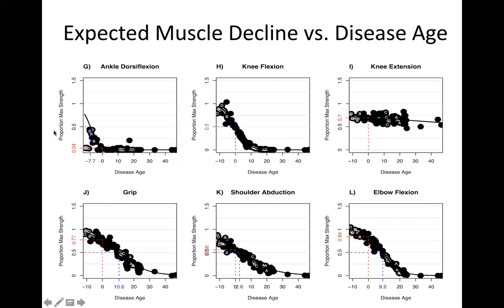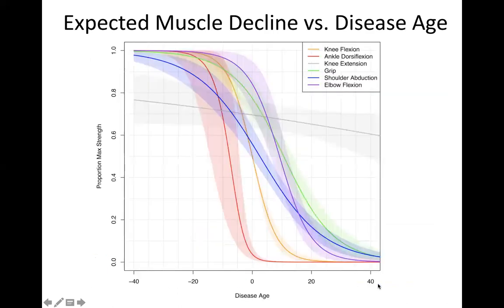Also, we think when knee flexion is at 50%, ankle dorsiflexion will likely be at 4%, so almost completely declined. Again, we see that knee flexion remains relatively stable and is expected to be about 70% when knee flexion is at 50%. Grip is expected to reach its 50th percentile about 10 years after knee flexion. Shoulder abduction reaches about 2 years. Elbow flexion about 9 years.